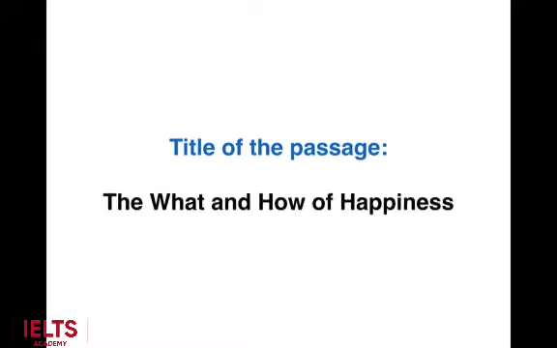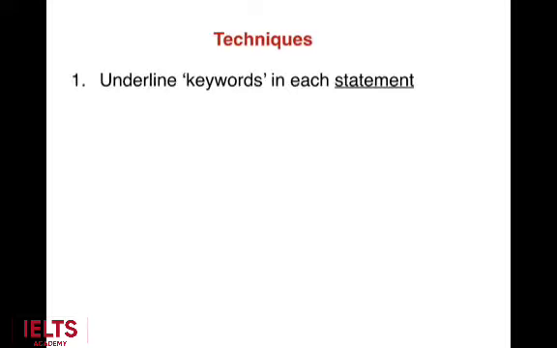So the first thing we do is look at the title of the passage. We always do this, and the title is "The What and How of Happiness." So this topic, this reading, is about happiness. Next, we don't read the full passage, that would waste too much time. We go straight to the questions. Let's look at technique 1 again.